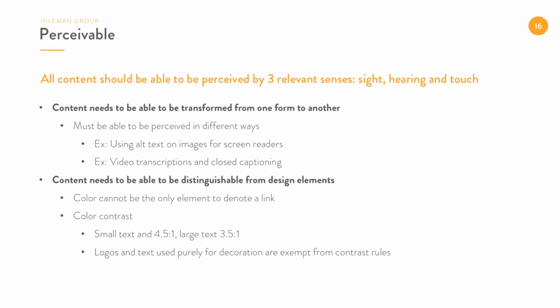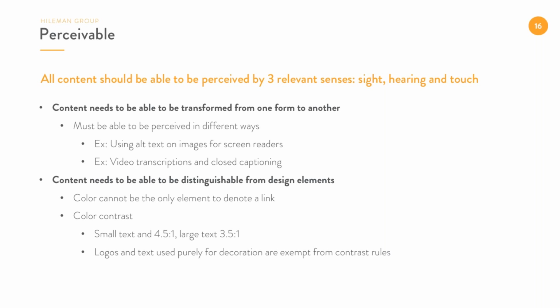Also, content needs to be able to be distinguishable from design elements. So this means that color cannot be the only element to denote a link. You usually see sometimes little carets, underline, any type of text decoration that can help a link stand off from just using color. We need to be able to use that.